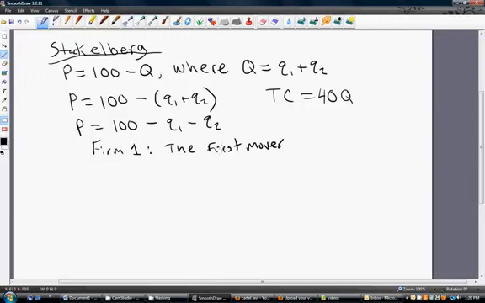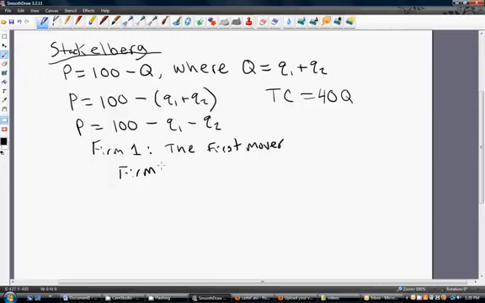This means that firm 1 sets its output, then firm 2 observes firm 1's output, and then sets its corresponding output level. So when firm 1 is deciding on how much to produce, it needs to consider how firm 2 will respond to its output level. And the way that firm 1 is going to do that and incorporate that information is to consider firm 2's reaction function.